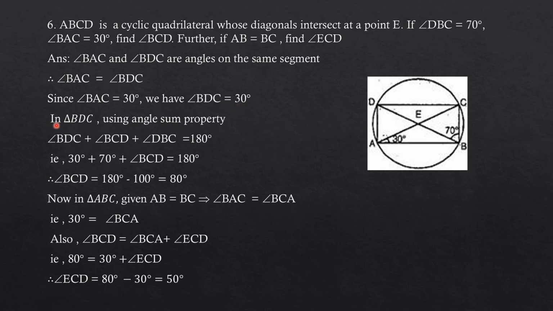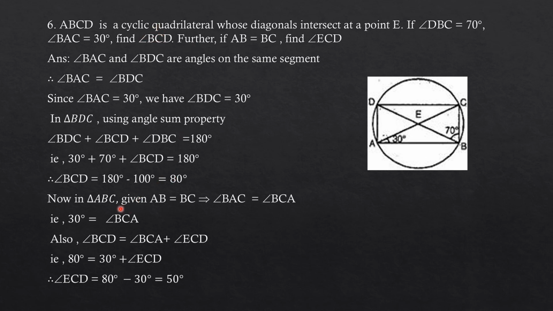Take the triangle BDC and find angle BCD using angle sum property. That is 30 degree plus 70 degree plus angle BCD equal to 180 degree. Therefore, angle BCD equal to 180 degree minus 100 degree, which is 80 degree. So, we got the answer for angle BCD.